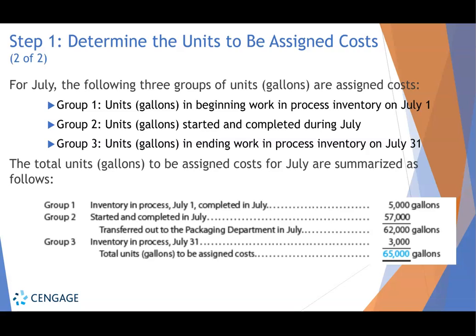And then Group 2 is how much was started and completed, which you see that's 57,000 gallons. And 62,000 gallons were transferred out of the department into the packaging department. And then the Group 3 is the WIP inventory, work in process, at the end of the month, which is the 3,000 gallons. So the 65,000 gallons is what we need to account for. We need to account for the beginning WIP, what was started and completed, and then the inventory at the end of the month.